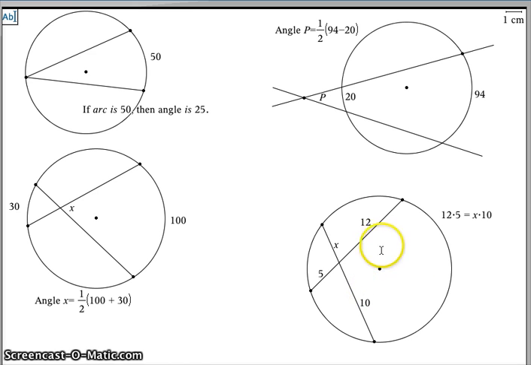Here we're dealing with chord lengths. We can take the two parts of a chord, the X and the 10, and multiply those together. It's going to be the exact same thing as 12 times 5. So 12 times 5 is 60, X times 10 is 10X, divide by 10, and I come up with 6 for this length. And that looks like that would also make sense. Make sure your answers always seem to be realistic to what the diagram is.